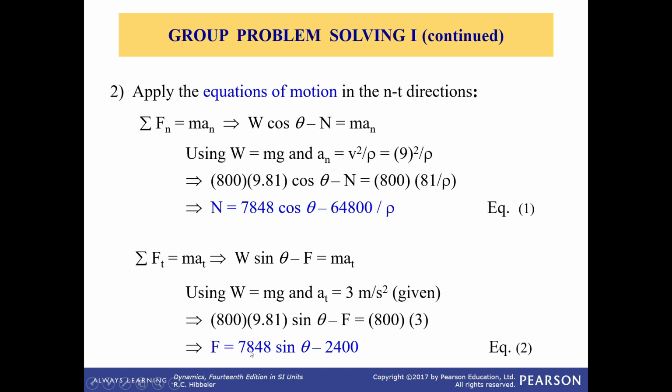F equals 7848 sine theta minus 2000. Right? This has two unknowns, F and theta. So the question is, can I solve for rho? Can I solve for rho here?